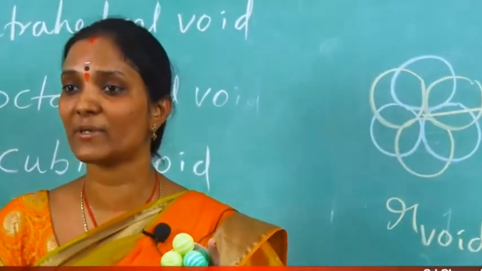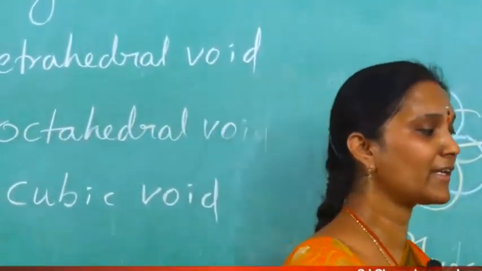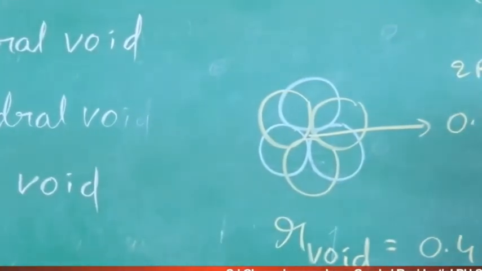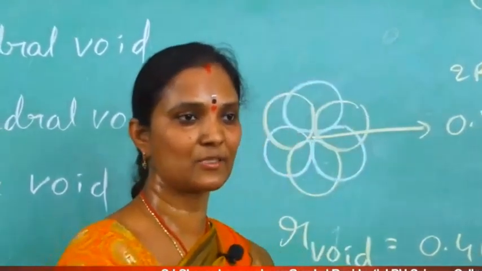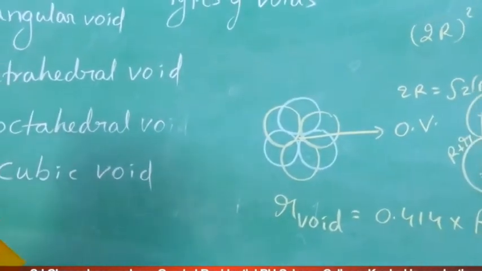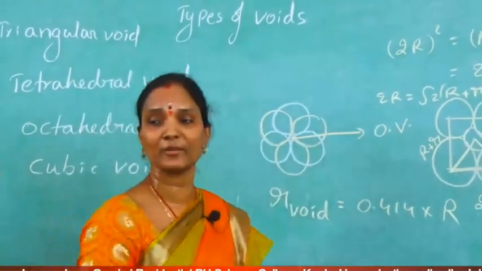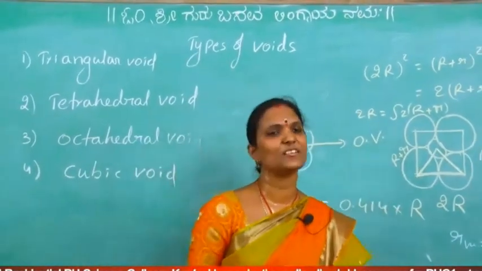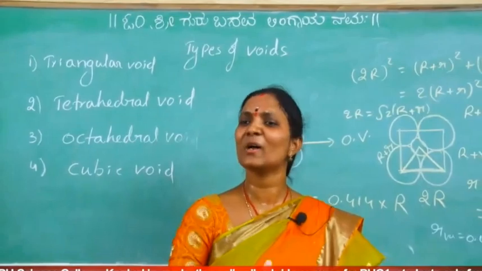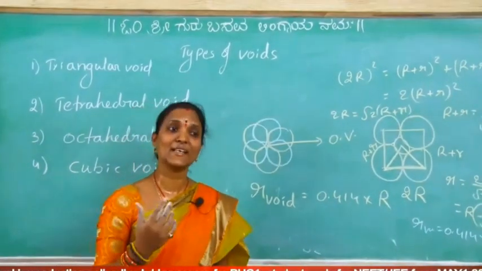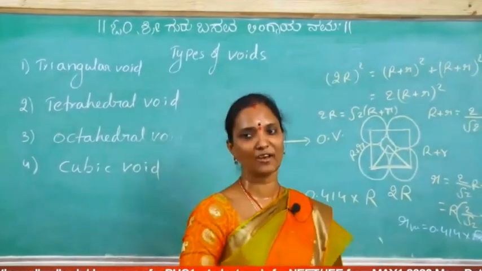This void is the octahedral void. Octahedral void coordination number is 6. And the formula to find the radius of void: radius of void is equal to 0.414 into radius of sphere. So what is the coordination number in a triangular void? 3. For the tetrahedral void, 4. For the octahedral void, from the name only you get the coordination number: octahedral void coordination number 6. This is very easy to answer. Radius calculation is a little difficult, so that formula we should practice.